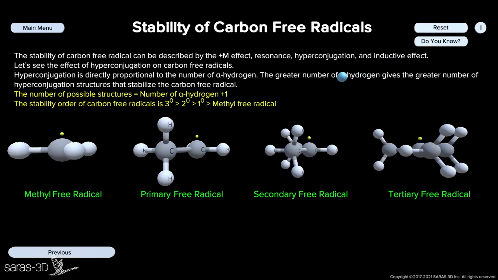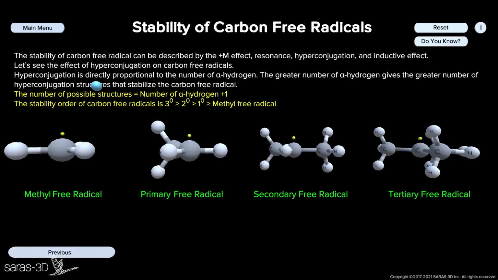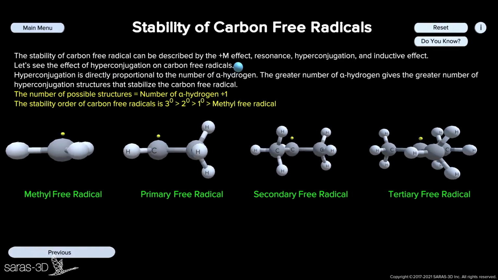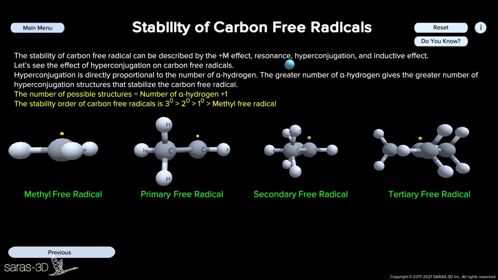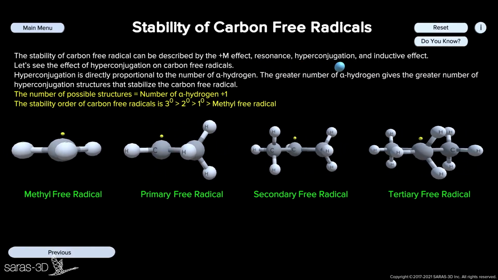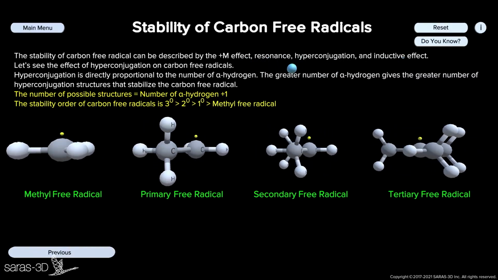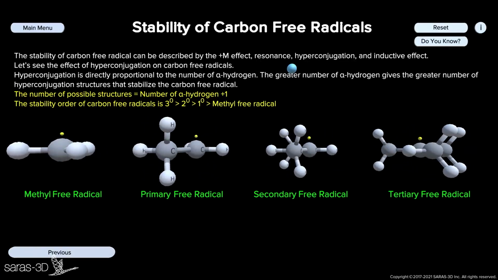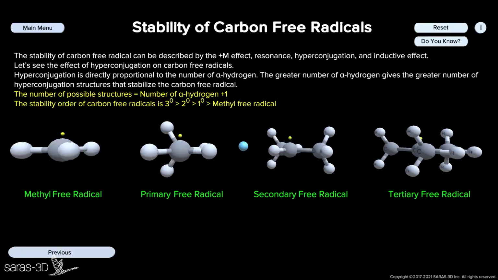So now let us take a look at the stability of carbon free radicals. Now the stability of carbon free radical can be described by the plus M effect, which is the mesomeric effect, the resonance, hyperconjugation, and inductive effect. We have learned all of these electron displacement effects in detail in our previous lecture. Now let's look here at the effect of hyperconjugation on carbon free radicals.